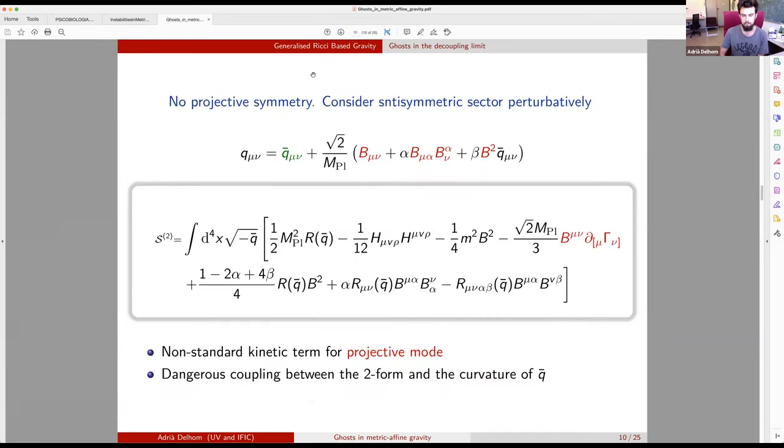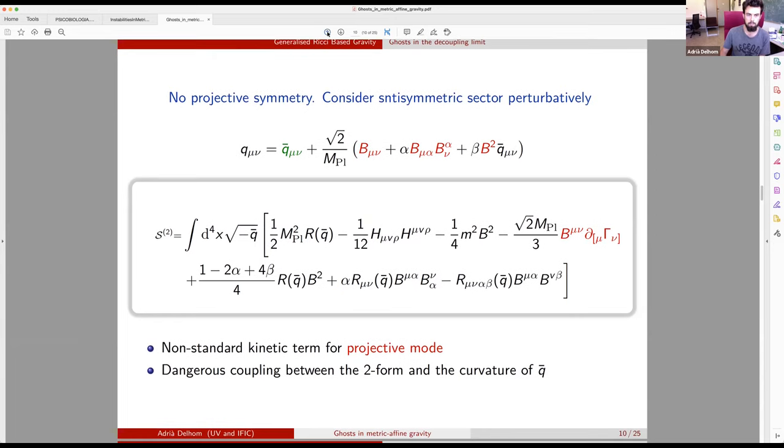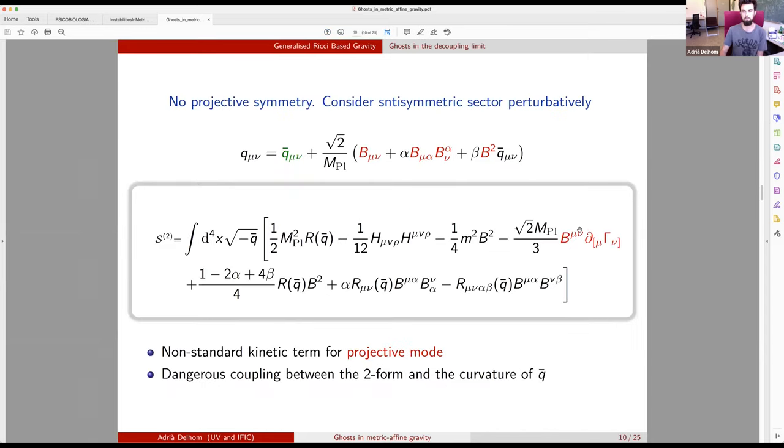But in the non-projectively invariant case, this Q can be expanded as a symmetric object plus an antisymmetric part. And we have considered these terms to take into account quadratic field redefinitions, right? So we consider the antisymmetric part of this object perturbatively. And then we basically introduce this ansatz into this action, the Einstein frame action of the theories. And we arrive at this perturbative action in terms of the antisymmetric part, where we see that the projective mode of the connection does not have a well-behaved kinetic coupling.